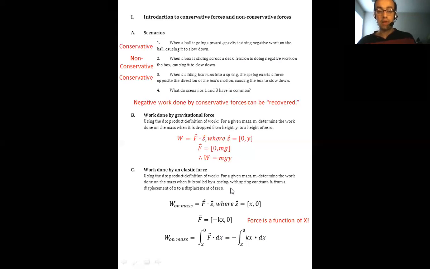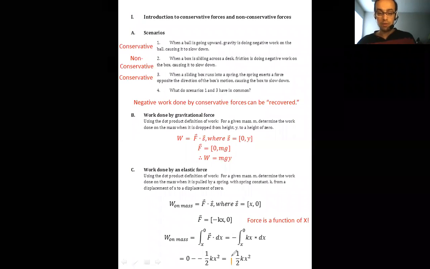And remember, this is asking us to determine the work done on the mass when it is pulled by a spring with a spring constant k from a displacement of x to a displacement of 0. So again, those are our limits of integration, x being the lower limit and 0 being the upper limit. And therefore what we find is that it is 0 minus negative 1/2 kx squared. And so the potential energy of this spring is 1/2 kx squared.